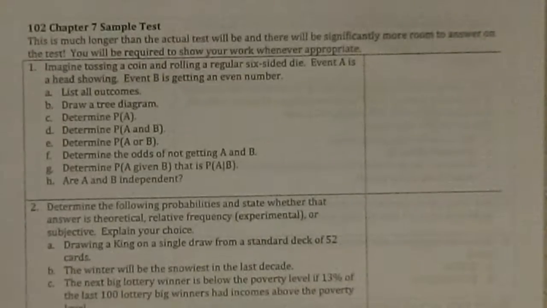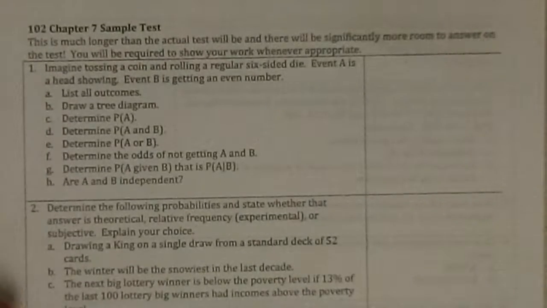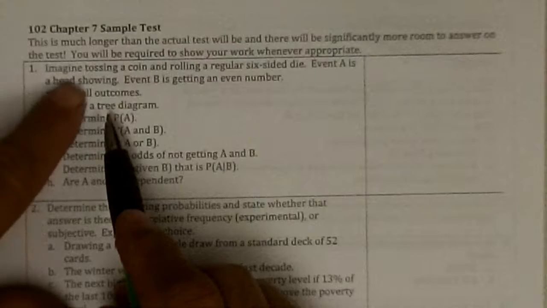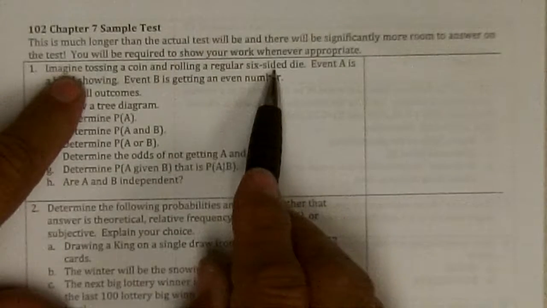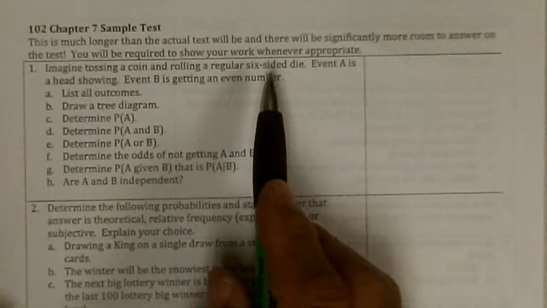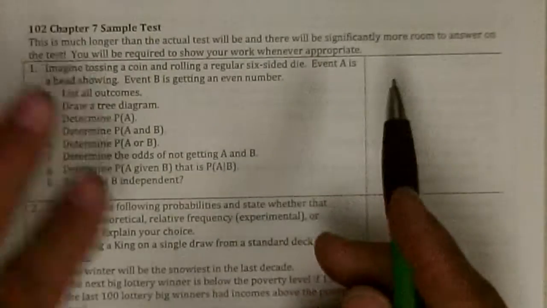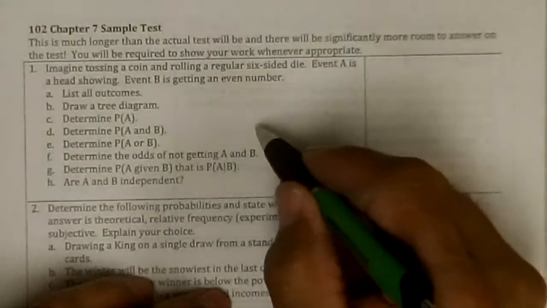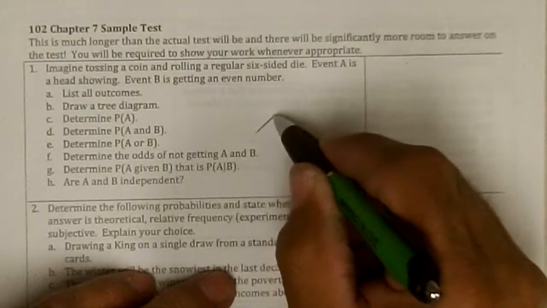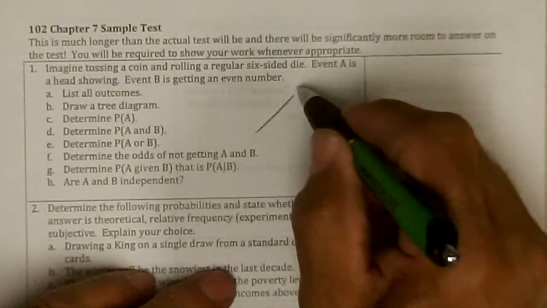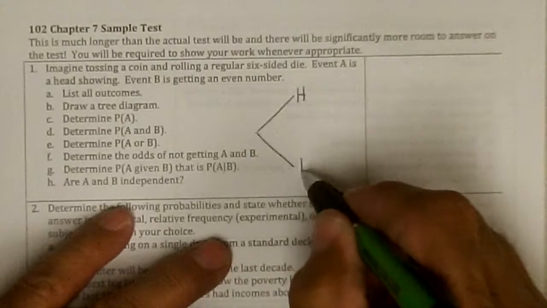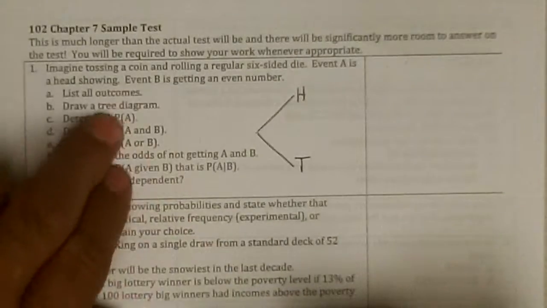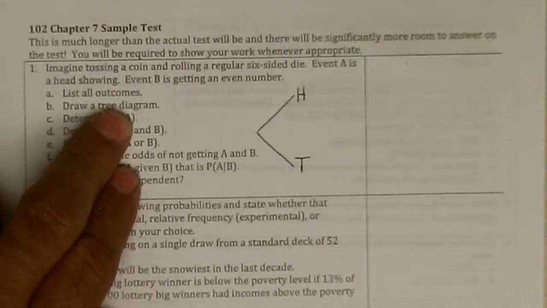Alright, we're going to do the sample test for the 102 exam coming this Friday. Here's the sample test. It says tossing a coin and rolling a regular six-sided die. So let's do this. I could toss the coin and it could go heads or tails.